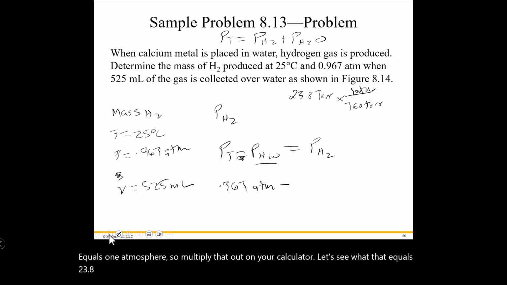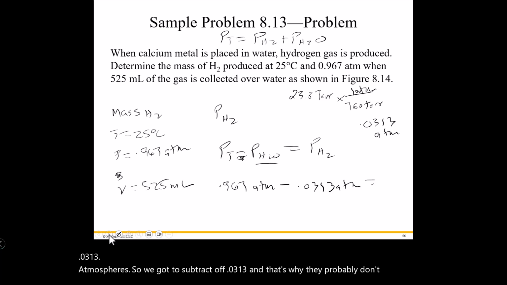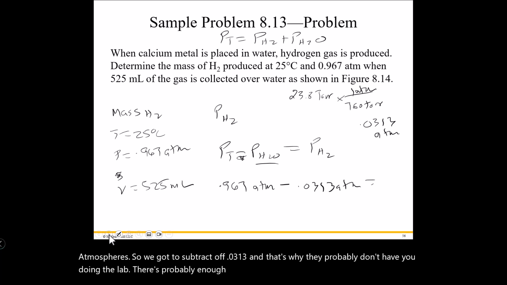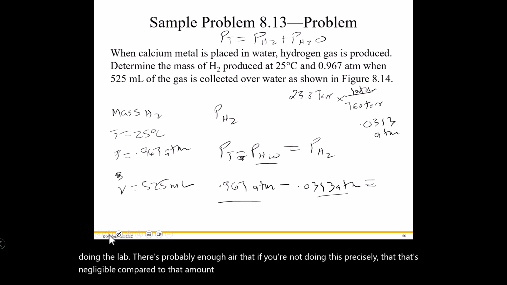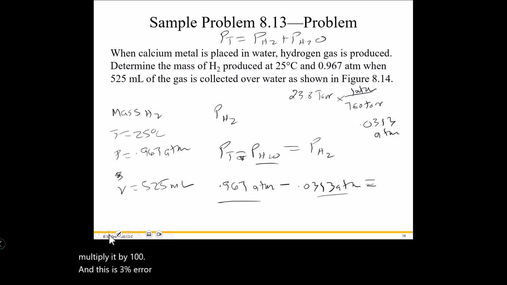23.8 torr divided by 760 equals 0.0313 atmospheres. So we have to subtract off 0.0313. And that's why they probably don't have you do it in the lab. There's probably enough error that if you're not doing this precisely, that's negligible. Let's take 0.03 divided by 0.967 and multiply by 100. This is 3% error if you don't throw that in there.